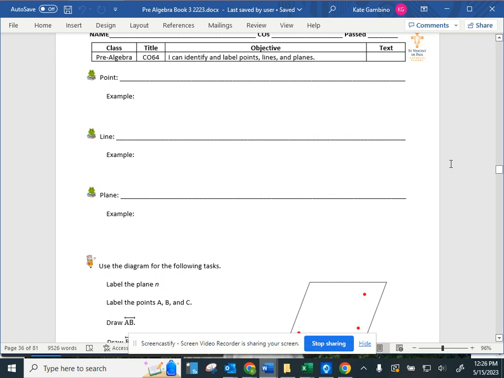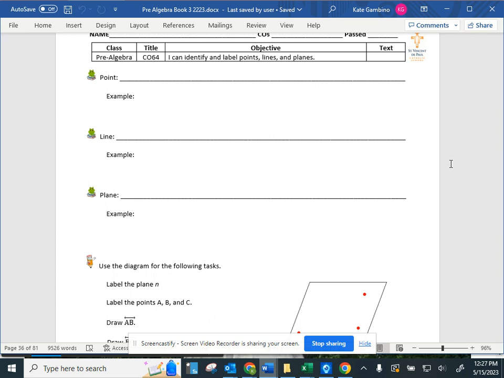Good afternoon. Today we are starting our next unit, unit number 11. We are starting with CO64. I can identify and label points, lines, and planes. So we are moving past the multi-step algebra stuff that we were working on. Now we're shifting gears. We're going to be working with planes, angles and protractors, and doing some more geometry type stuff.